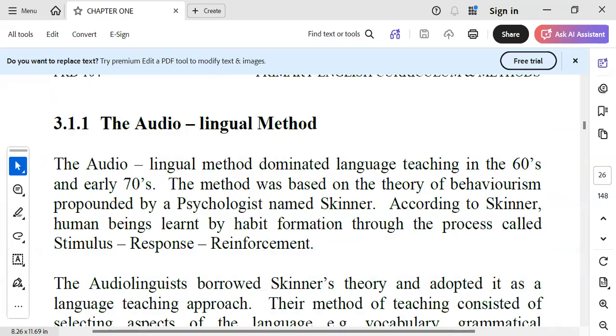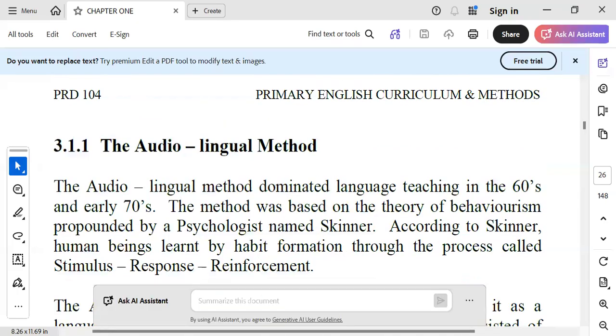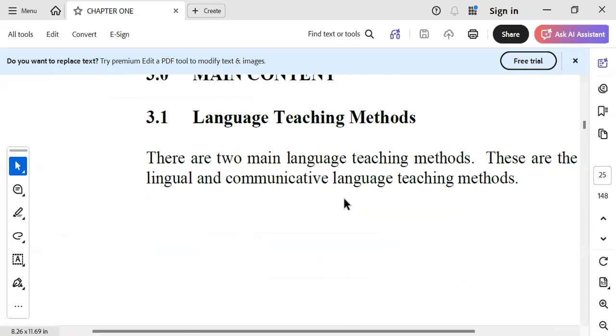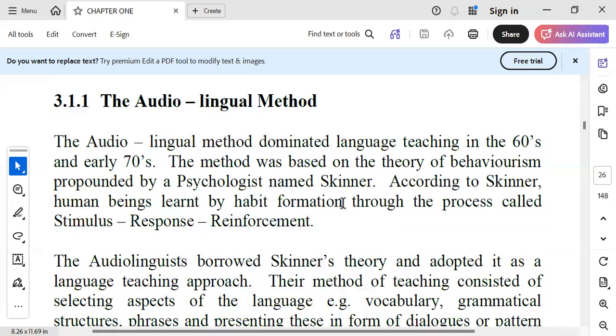We're trying to check the first method, which is the audio-lingual method. We read earlier that we have two methods, the audio-lingual method and, of course, the communicative language teaching method. Those are the two we have. So the first concern is to deal with the audio-lingual method. We've read quite a lot of things under it, and I think we should be able to talk about it a bit now.